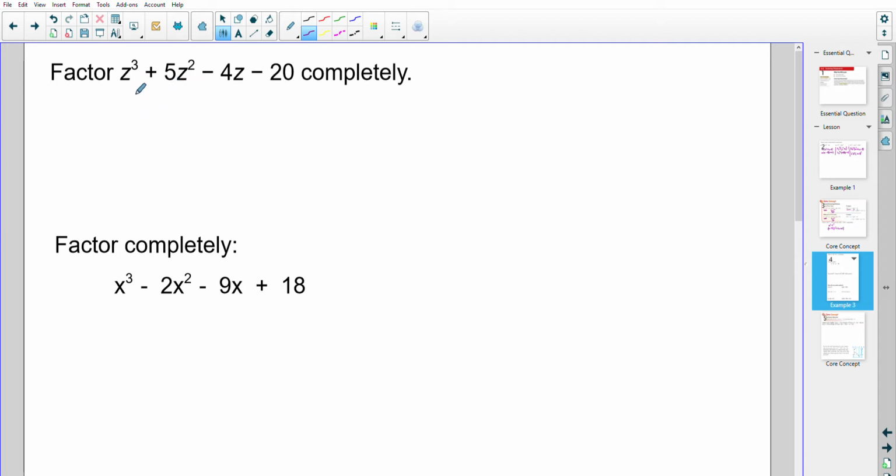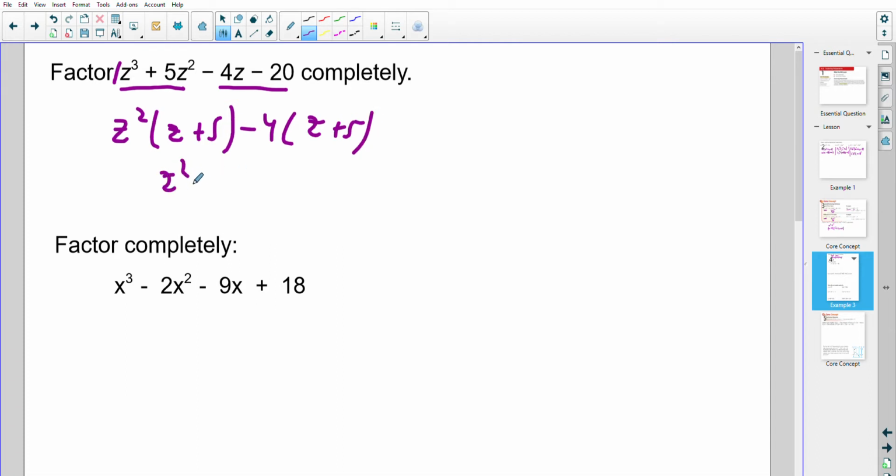They sneak this in here, but you have 4 terms here. And I'm looking at the coefficients. 1 over 5 is the same thing as negative 4 over negative 20, which tells me that I can group this. So z squared comes out on the first 2 terms, z plus 5, and negative 4 comes out, z plus 5. And so this becomes z squared minus 4 of these z plus 5s. So it really looks like that, z squared minus 4 of these z plus 5s.